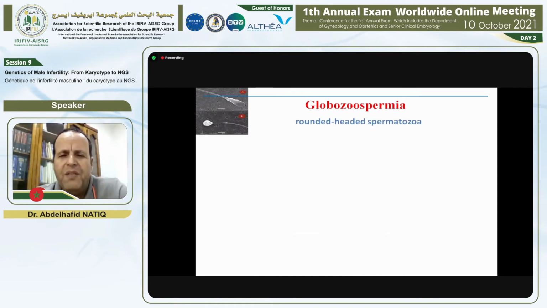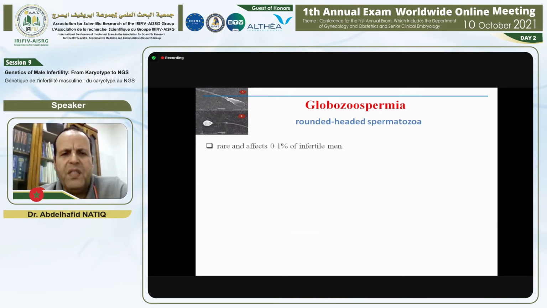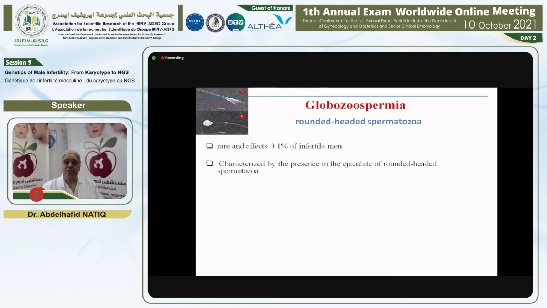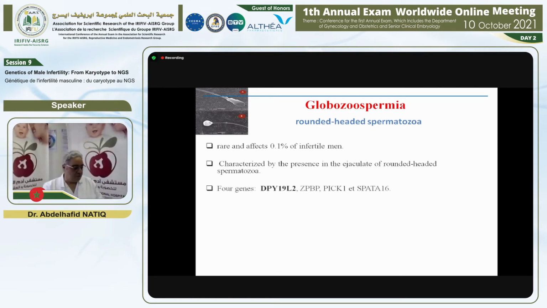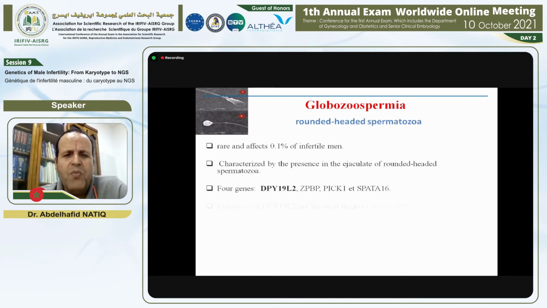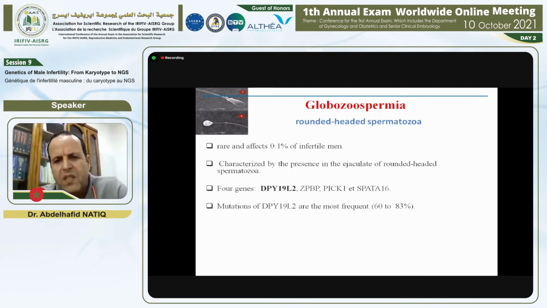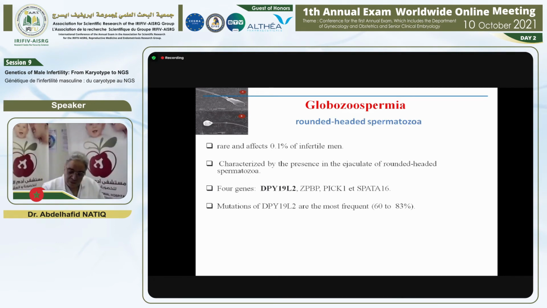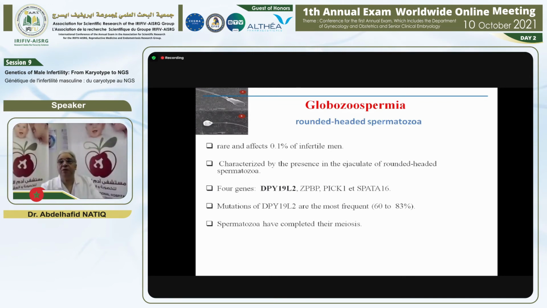Another form of male infertility leads to rounded-headed spermatozoa, which is a rare disease and affects 0.1% of infertile men, characterized by the presence in the ejaculate of rounded-headed spermatozoa. Four genes are involved, and the most common mutation, representing between 60% and 83%, is in DPY19L2. Spermatozoa have completed their meiosis.